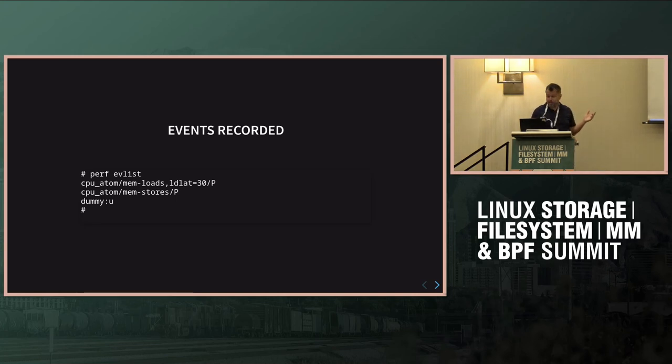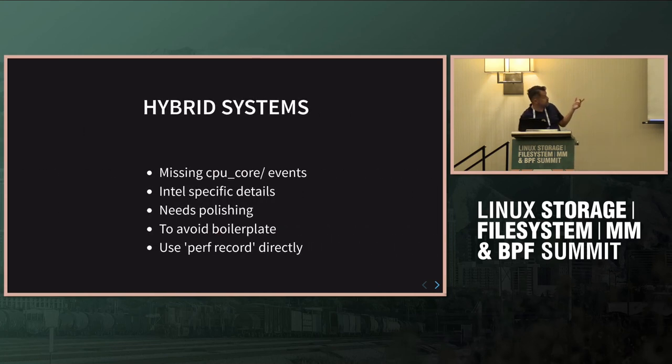And then I remember that this machine is new and it's a hybrid. It has different kinds of processors, efficiency ones, performance ones. I was expecting that both the performance one and the efficiency one were there, but no, perf mem record needs help, needs love to work with this. So hybrid system, in this case, I'm missing the cpu_core events.